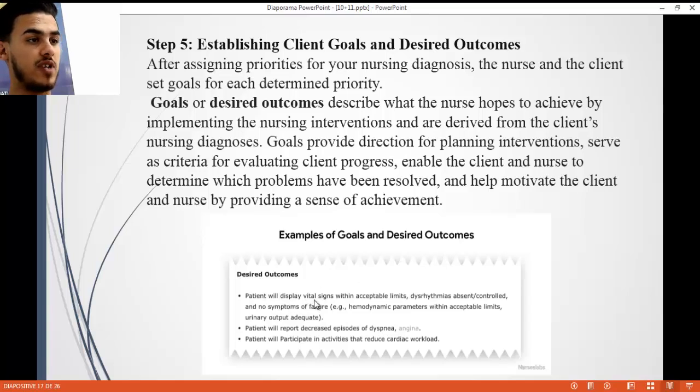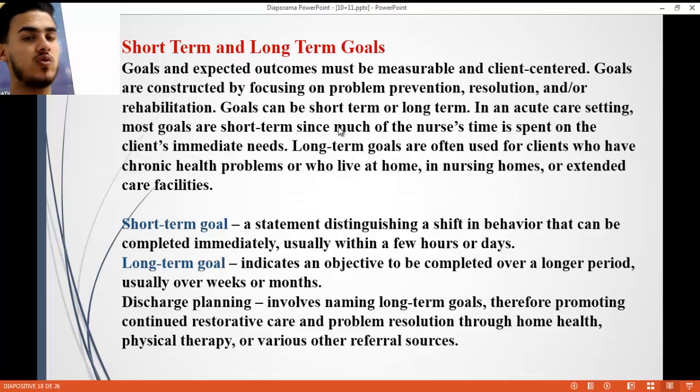Here we have some examples of goals and desired outcomes. The patient will display vital signs within acceptable limits. And here we have absent or controlled symptoms. So these are examples of goals and desired outcomes, which means the response you get from the patient or the goals behind every therapy. We have two types of goals: short-term and long-term goals.